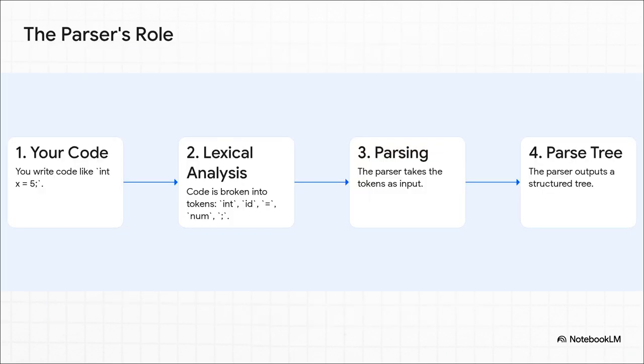And this slide is so important because it shows you exactly where the parser jumps in. See, before the parser, another process called lexical analysis breaks your code into little pieces called tokens. But at that point, it's just a flat list of words. Int, ID, equals, there's no meaning yet. That's when our hero, the parser, steps in, takes that jumbled list and organizes it into a structured tree that the computer can finally understand.